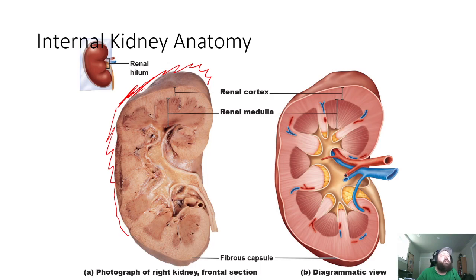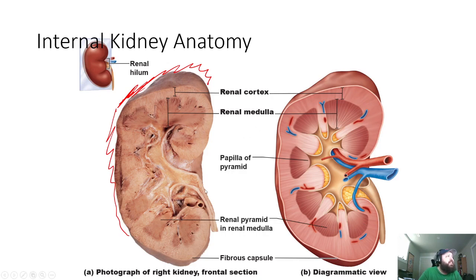Next, deep to the cortex is the renal medulla. The renal medulla is the inner region. It's darker than the renal cortex. It's defined by these cone-shaped structures. So you can see in this cartoon here, there are 1, 2, 3, 4, 5, 6, 7 of these cone-shaped structures. The cone-shaped structures are called renal pyramids.